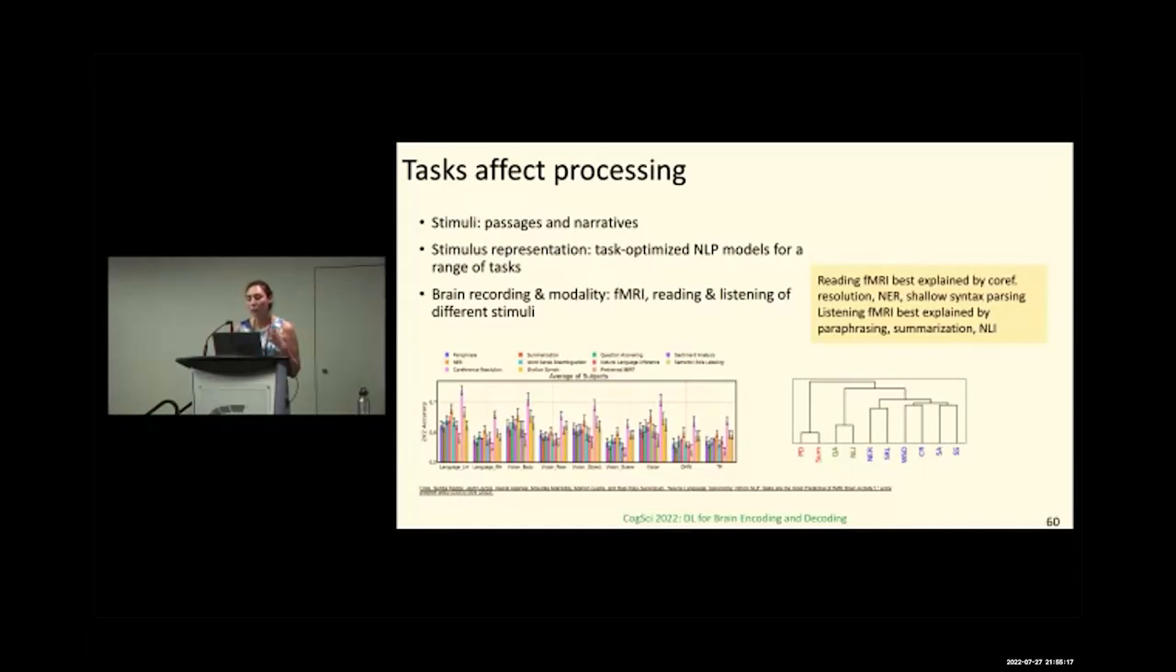One thing to note here is that the reading and the listening fMRI datasets were actually different. So the stimuli that the people were seeing were different. This is a great result, but we do need to really validate this. We would need a dataset that is the same between reading and listening to know how these two different modalities interact with the different tasks. But it's a great first step.